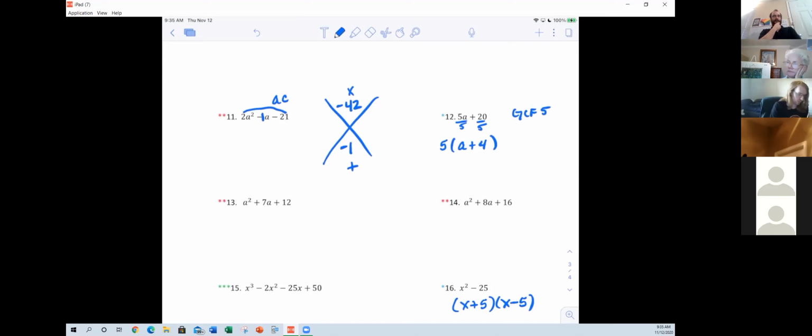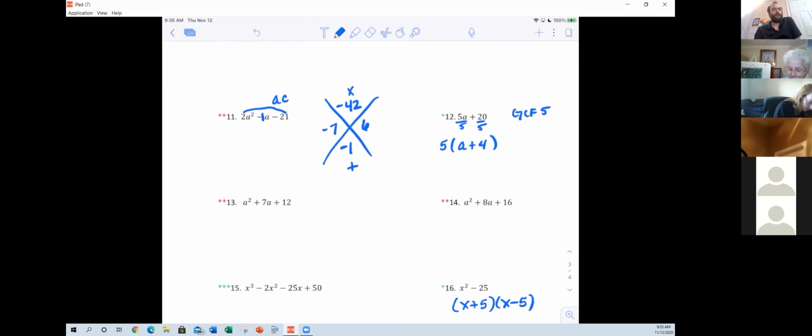Anybody think of it? Is that possible? Yeah. 6 and negative 7. Yes, it would be 6 and negative 7. Because negative 7 times 6 is negative 42, and negative 7 plus 6 is negative 1.